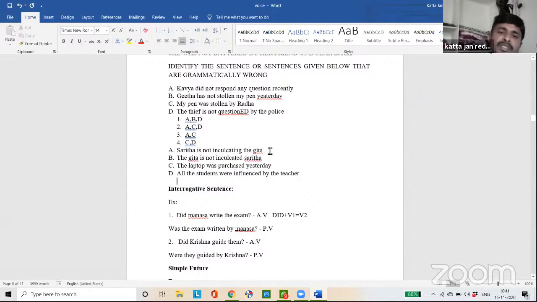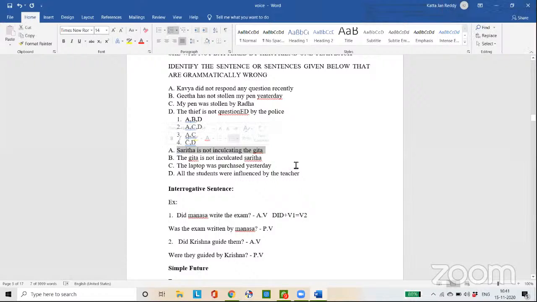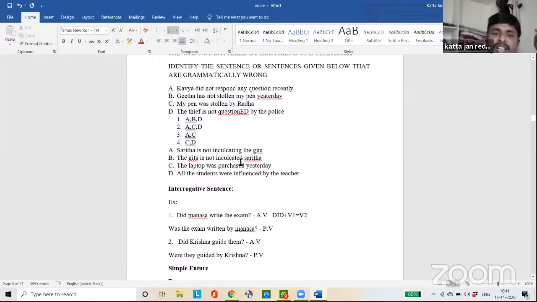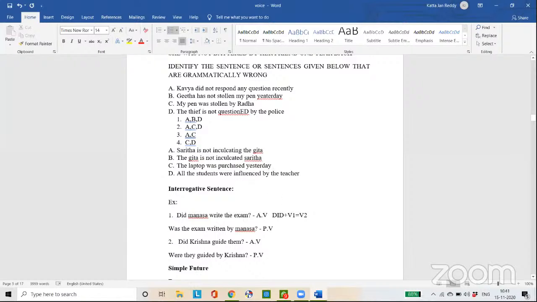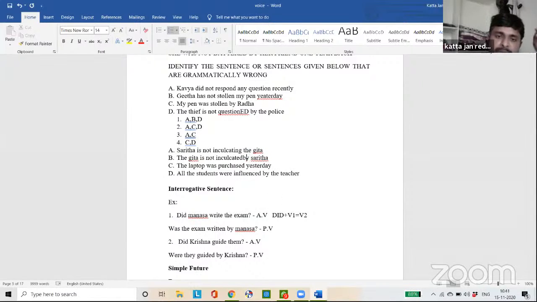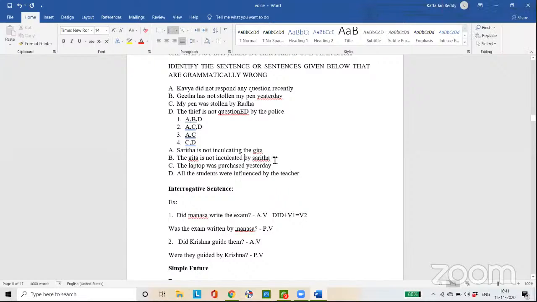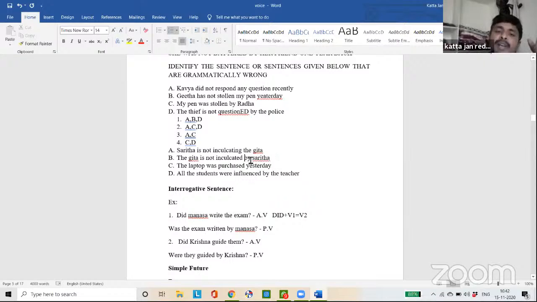Sarita is not inculcating the Gita. Is it active voice or passive voice? Active voice, sir. And see, the Gita is not inculcated Sarita. This is wrong. B is grammatically wrong because the preposition by is missing. It should be: The Gita is not inculcated by Sarita. By is not given, so it is a wrong sentence.